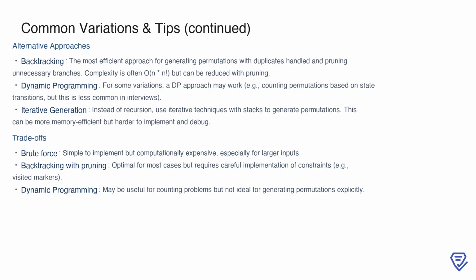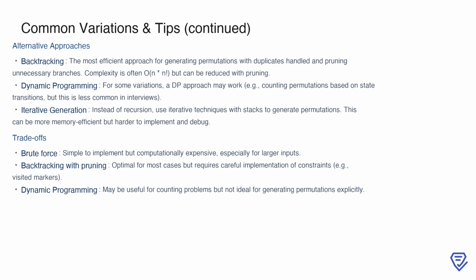A highly effective way to solve this problem is using backtracking. This approach is efficient because it generates permutations while handling duplicates and pruning unnecessary branches. Its complexity is typically O(n * n!), but pruning can reduce this significantly. Another potential method is dynamic programming, where you count permutations based on state transitions. However, this is less common in interviews and is more suited to specific variations of the problem. If you prefer not to use recursion, iterative generation with stacks is an option. This method can be more memory efficient, but it's often harder to implement and debug.